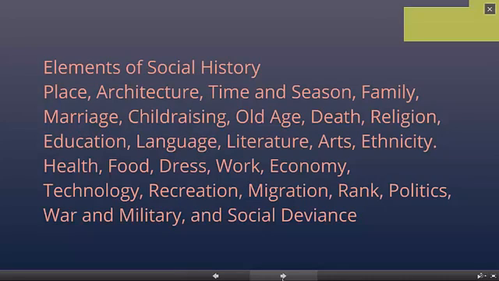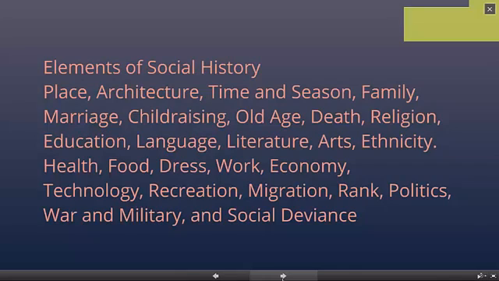Old age and death. We're looking again at how did people care for the elderly? How did they prepare for death? Did they have a wake after the person died? That sort of thing. Religion, it would again be how would the religious beliefs affect a person? Would there be a church? Was the church the center of the community? That sort of thing.